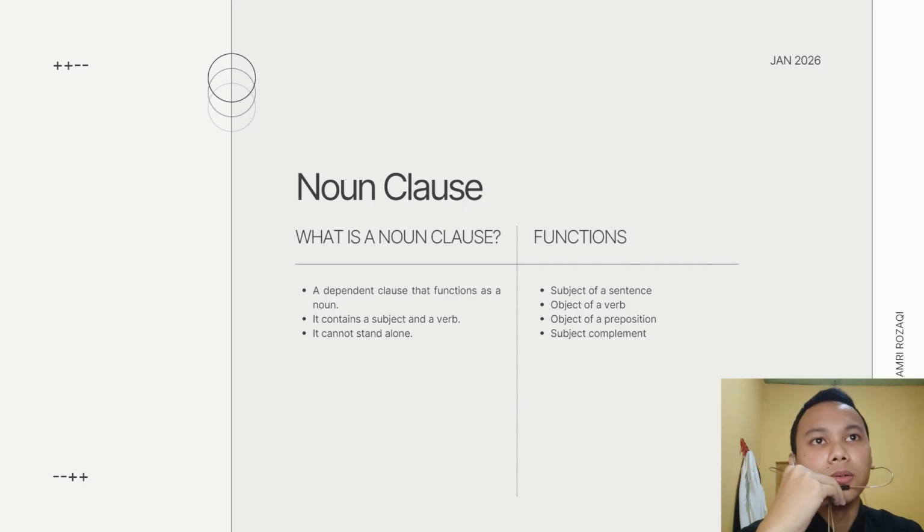So, what is a noun clause? It's a dependent clause that functions as a noun. Even though it contains a subject and a verb, it cannot stand alone as a sentence. In the world of IT, we use this structure all the time to explain complex technical process.